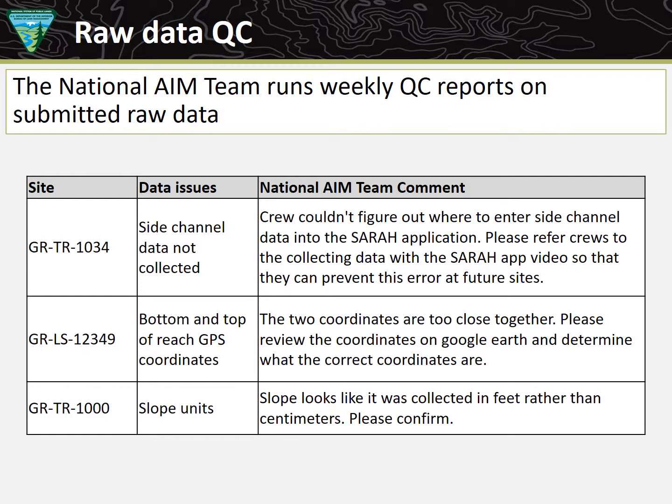Edits and decisions on questionable data will be made and appropriately documented. For example, this QC report found issues with side channel data, GPS coordinates, and slope units. Side channel data could not be fixed since crews had already left the site, but this issue can be prevented in the future by revisiting the SARA training videos. GPS coordinates were incorrect, but can likely be corrected after reviewing coordinates on aerial imagery. Slope can be converted to proper units once collected units are confirmed.